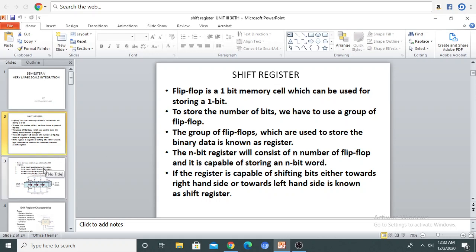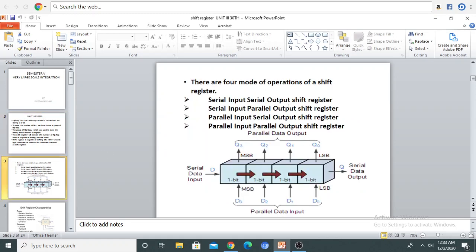If a register shifts the data to the right side or left side, then the register is called a shift register. Based on that, we can classify the register into 2 types: left shift register and right shift register. There are 4 types of shift register: serial in, serial out; serial in, parallel out; parallel in, serial out; and parallel in, parallel out shift register.